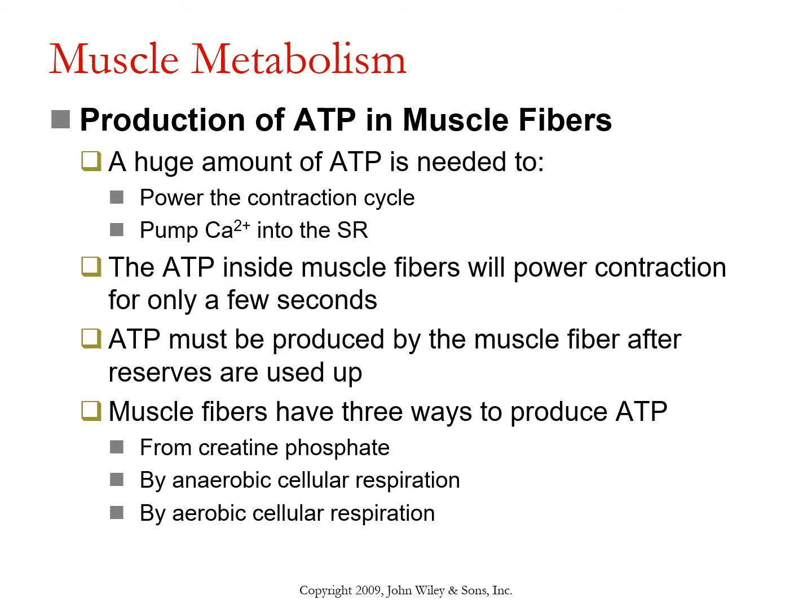So in order, ATP that's already inside the muscle cells can power contraction for a few seconds. Then ATP is produced from creatine phosphate and ADP, which provides ATP for about 15 seconds of activity. Following that, ATP is formed by anaerobic cellular respiration or glycolysis in the cytoplasm of the cell that can power contraction for about 2 minutes, and anything beyond that requires ATP production by aerobic cellular respiration inside mitochondria.